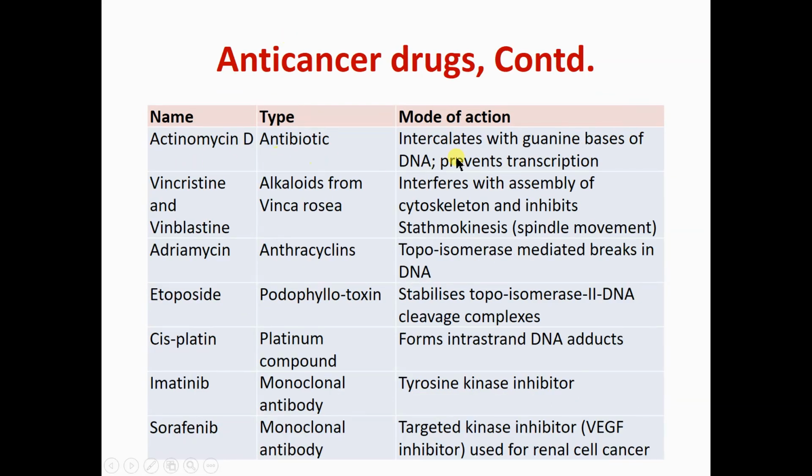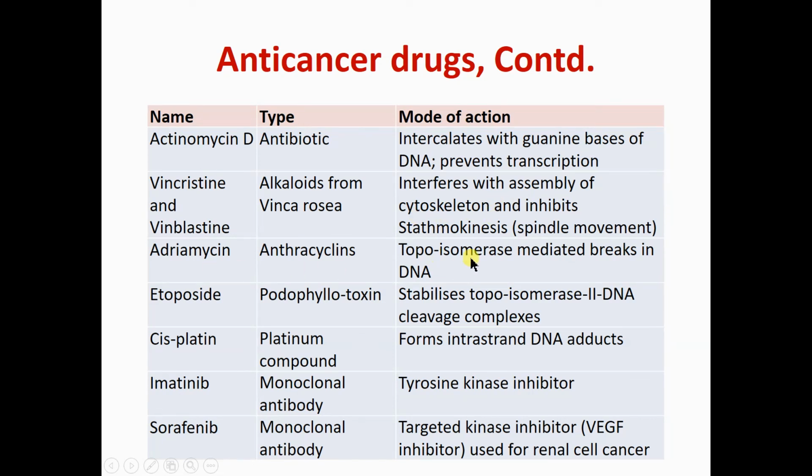Then actinomycin D intercalates with guanine bases in DNA and prevents transcription. Vincristine and vinblastine are important alkaloids from certain plants that interfere with the assembly of the cytoskeleton and inhibit cytokinesis, meaning spindle movements during mitotic cell division. So the cell cannot divide, because these drugs bind with the cytoskeleton.